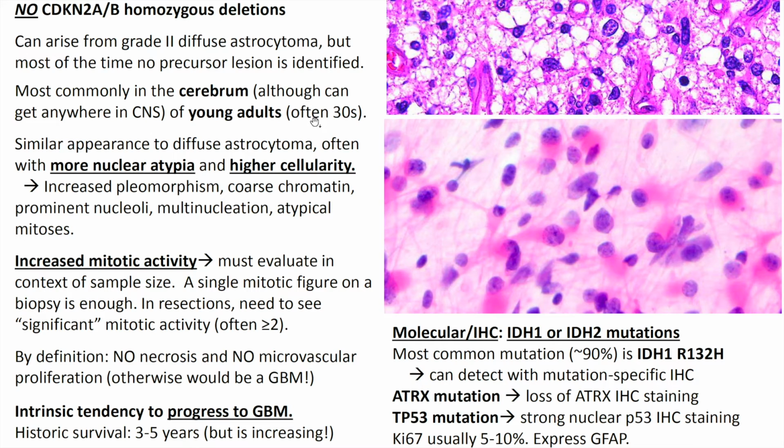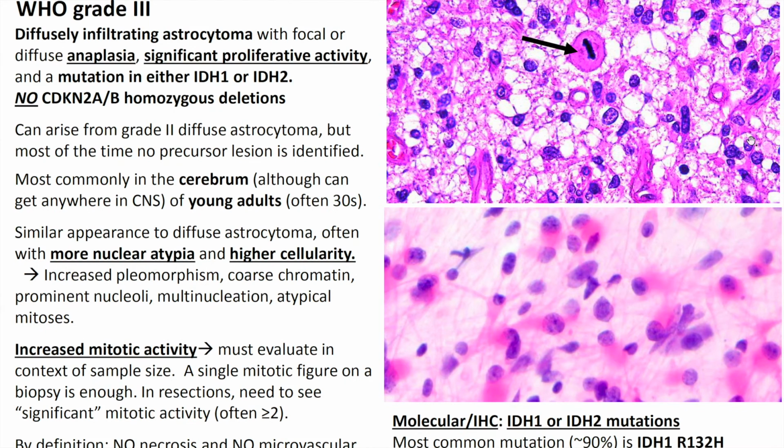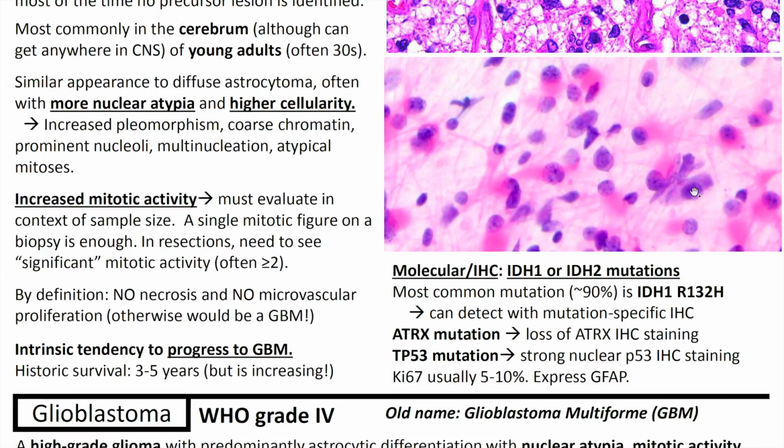So molecular or IHC, you're going to have IDH1 or IDH2 mutations, and the most common mutation is IDH1 R132H. I apologize. And you can detect it with mutation-specific IHC. You can also have ATRX mutations, which lead to a loss of ATRX IHC staining, or TP53 mutation with strong nuclear P53 IHC staining with a Ki67 usually 5 to 10%, and they're going to express GFAP.